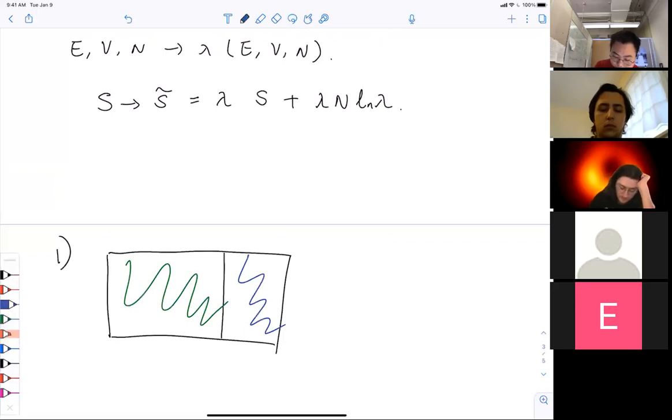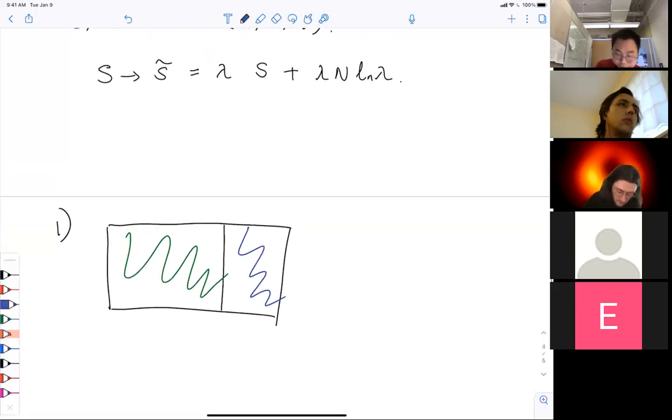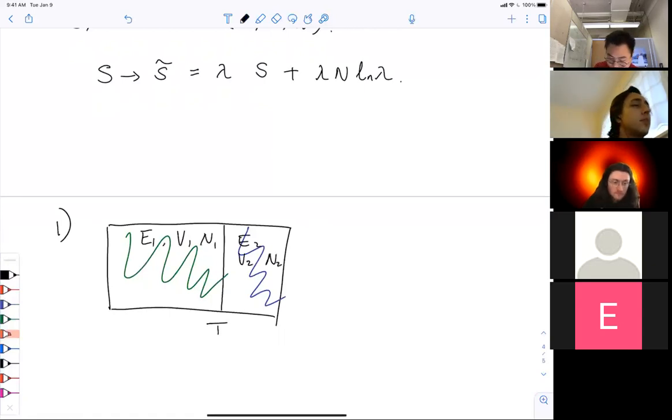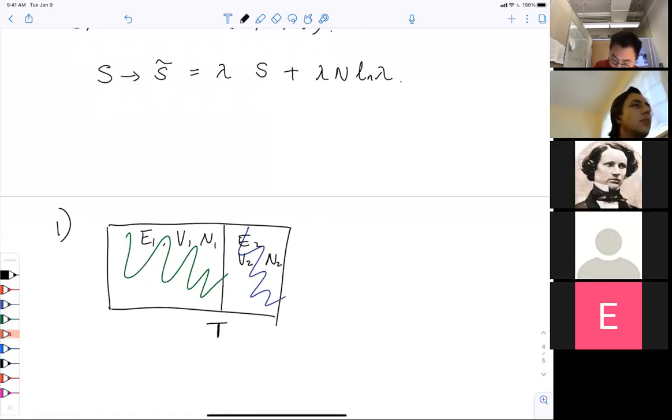So each particle is not distinguishable within its part, but we can tell the blue particles from the green particles, right? Okay, so we assume this part has energy E1, volume V1, and particle number N1, and the other part has E2, V2, and N2. Of course, they should have the same temperature.